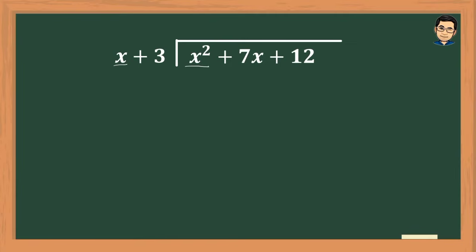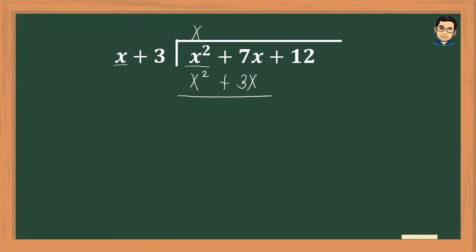Yung x, yung exponent niya, 1. And then, yung x squared, 2. So, 2 minus 1, that is 1. So, ang ibig sabihin, x squared divided by x, that is x. And then, i-multiply natin yung nakuha nating x dun sa x plus 3 na divisor para maisulat natin siya dito sa tapat ng mga terms ng dividend. So, magiging x times x, that is x squared. Make sure itatapat natin siya dun sa kamukha niyang exponent. Next, x times 3, that is 3x.